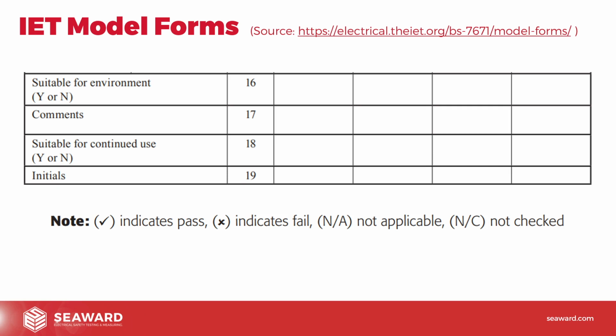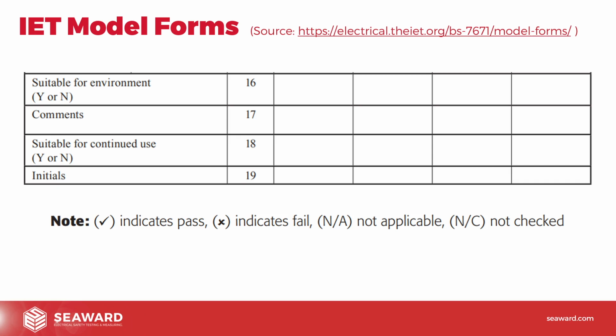Next one down is the big decision. Is this equipment suitable for continued use? Yes or no? So this is effectively the pass-fail box. This is you saying, as a competent person, in your opinion, this equipment is suitable for continued use. Yes or no? And your initials. Your initials go in there for traceability. So again, very important from that side of things that you actually put your initials in there as the details.